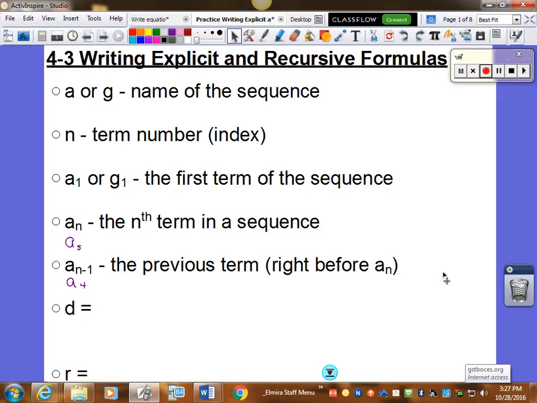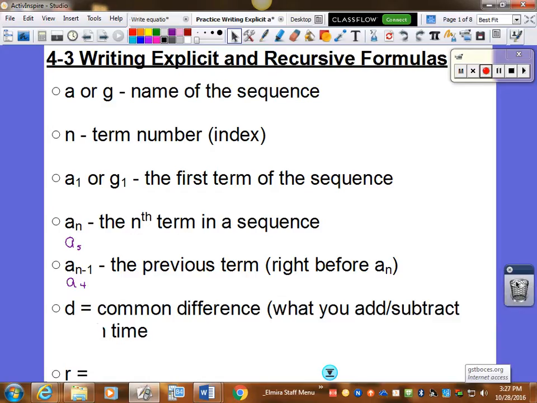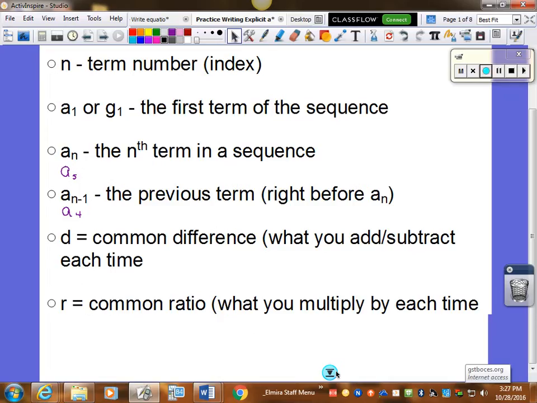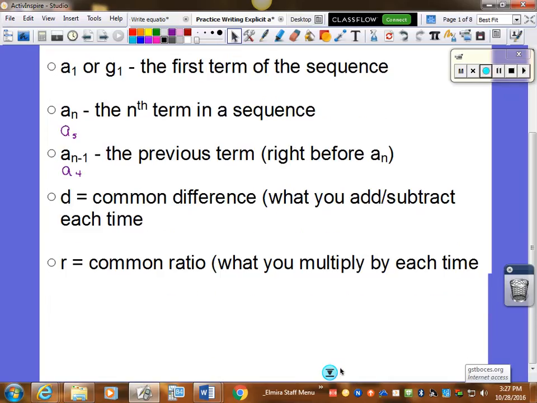D and R, you should know those. D is your common difference for when you're adding and subtracting in an arithmetic sequence each time. And R is your common ratio, what you're multiplying by each time. So I'll scroll that down so you can see it better. Okay, so I'm going to refer to this as our alphabet soup because we got a lot of letters in here that we're playing with.